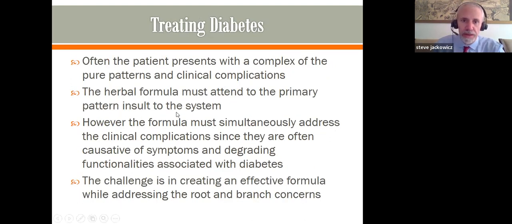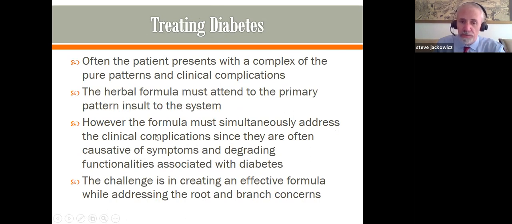Last part of this is that the patient with diabetes often has a complex of pure patterns and clinical complications mixed together. Herb formulas have to attend to the primary insult, but the formulas simultaneously have to address the clinical complications, because that's where they get the symptoms and the degrading functions.